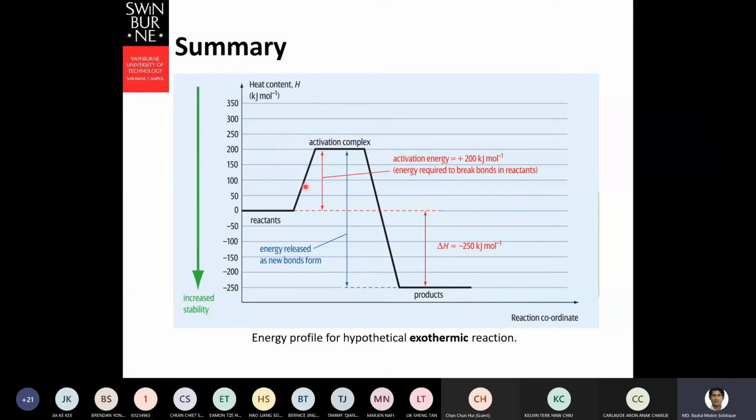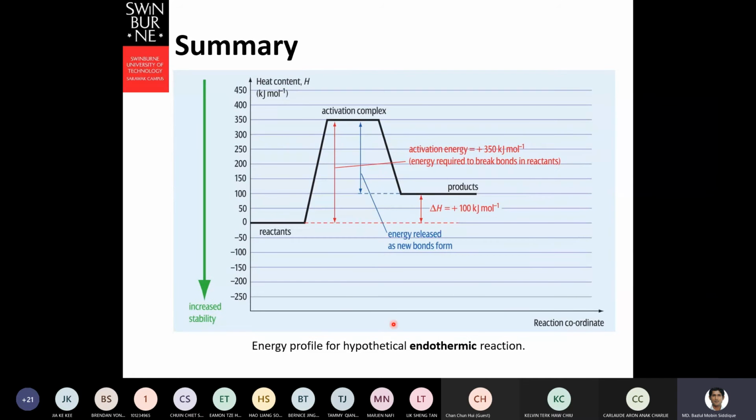So the summary of today is: when the energy of the product is less than the reactant, this is an exothermic reaction, and it is endothermic when the product energy is higher than the reactant.